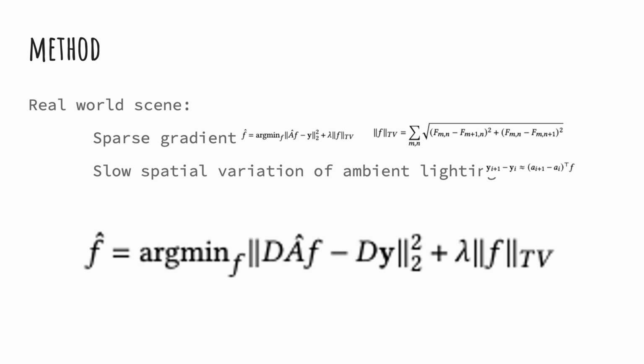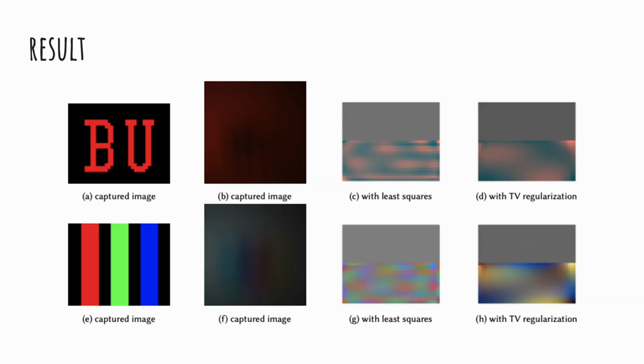And so finally, combining these two, the authors decided to solve this optimization problem where the scene is reconstructed as the one that minimizes this equation, and D here is the so-called difference matrix. And so next I will show some of the reconstruction results that I have obtained.